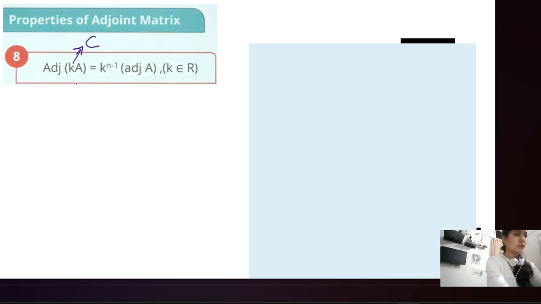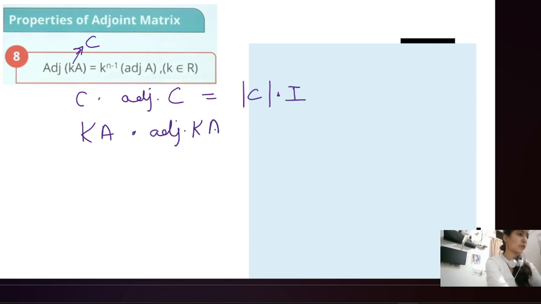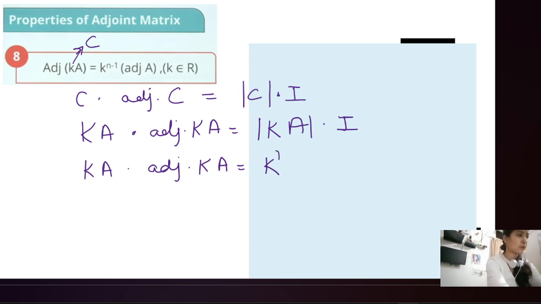So from here we can say C adjoint of C is equal to determinant of C times I. Now replace this C with kA. So we are getting kA adjoint of kA is equal to determinant of kA times I. Now this value we have to find only. So kA adjoint kA is equal to, this k will come outside and it will become k^n, and here we get determinant of A and I.